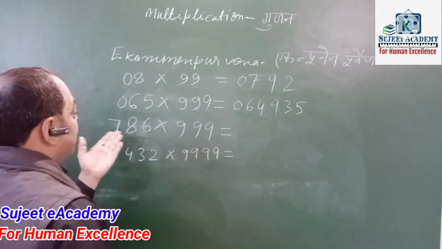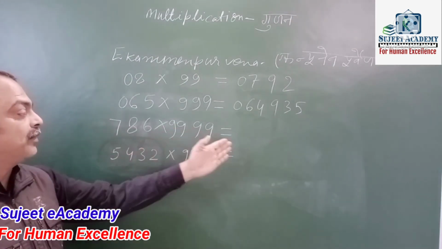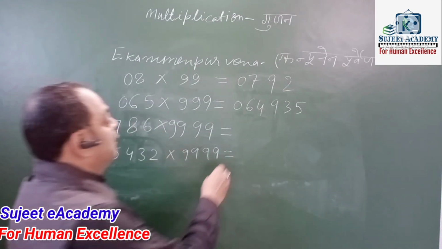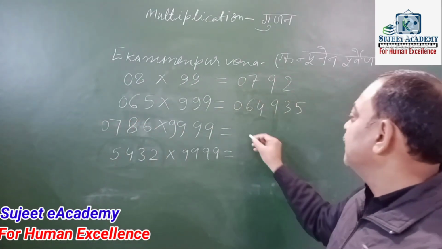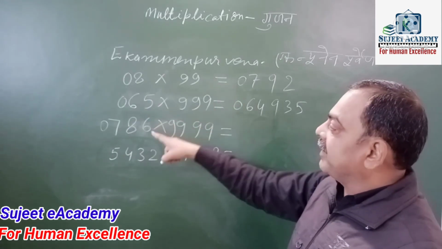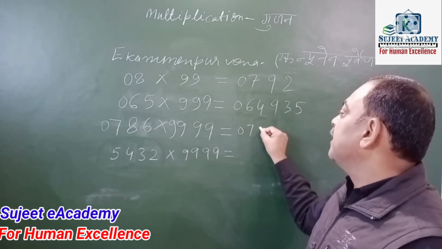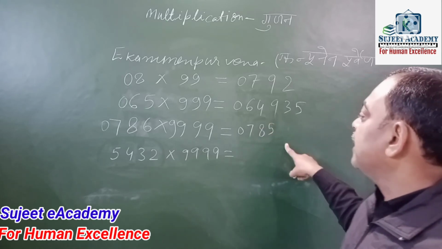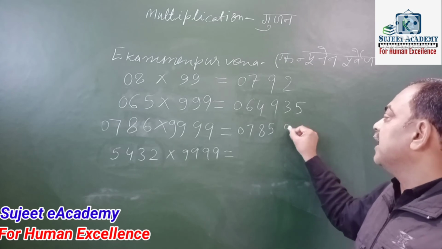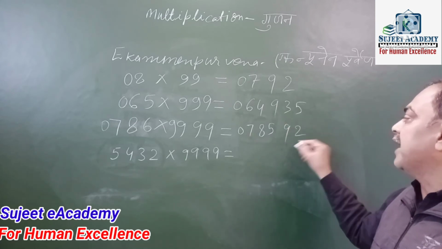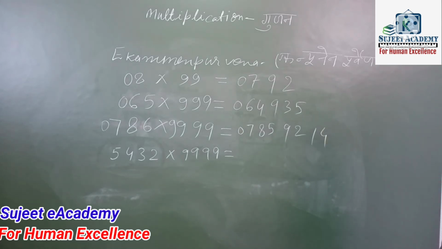Next one. If this number is a 3 digit number and the 9s are 4 times, then you put a 0 here and find the product in a similar way. This is a 4 digit number and reduce by 1. After that you subtract it from 9. 9 minus 0 is 9. 9 minus 7 is 2. 9 minus 8 is 1. 9 minus 5 is 4.